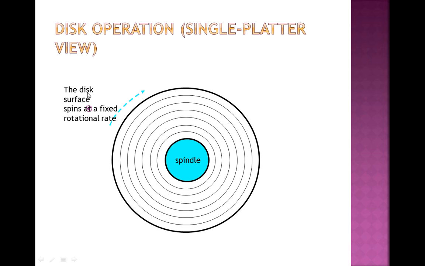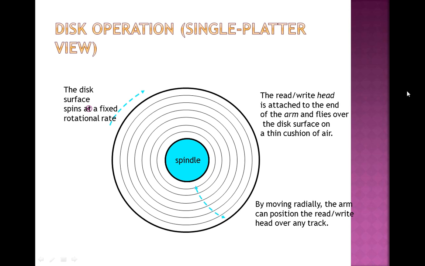This is the single platter view. The disk surface spins at a fixed rotational rate, that is it rotates at this level. This is the spindle, the spindle rotates. This is the rotation. The read-write head is attached to the end of the arm and flies over the disk surface on a thin cushion of air.